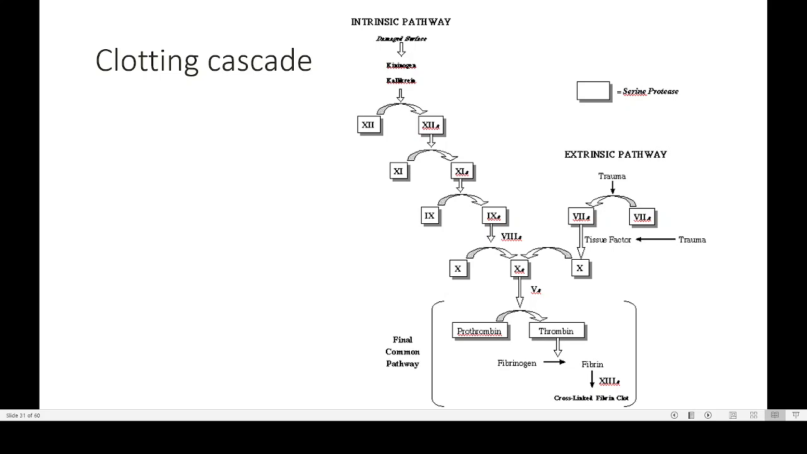So whether it is starting in the intrinsic pathway or extrinsic pathway, both are coming to the same pathway. That is why it is known as the common pathway. By common pathway, it simply means it is the final pathway. And you can see that everything is happening in a step by step manner. One is triggering the next, which is triggering the next one. So that is why it is known as a clotting cascade.